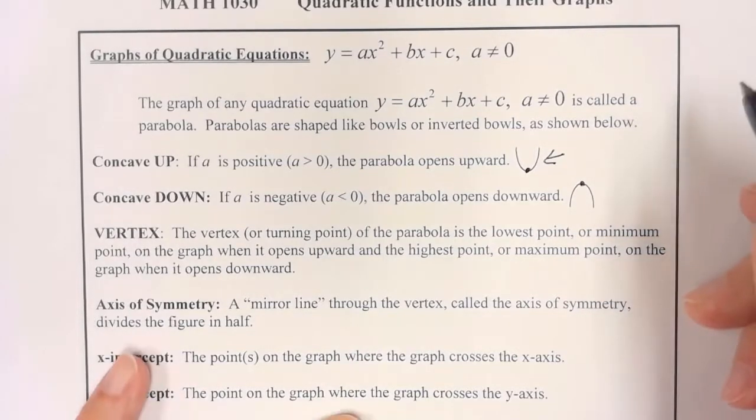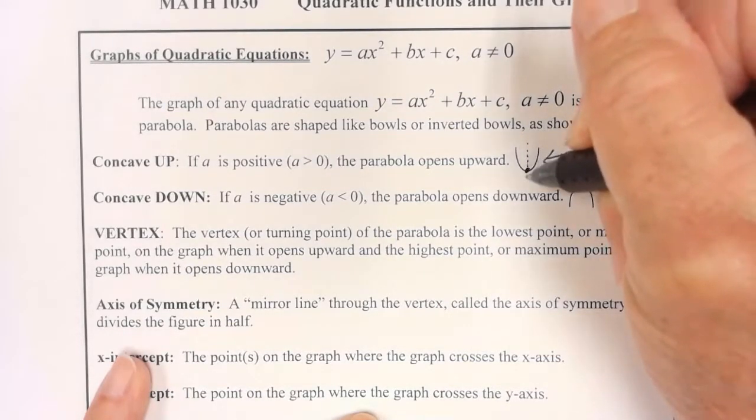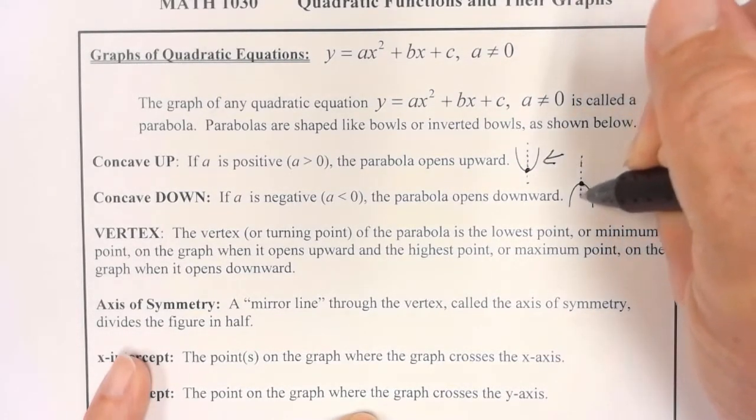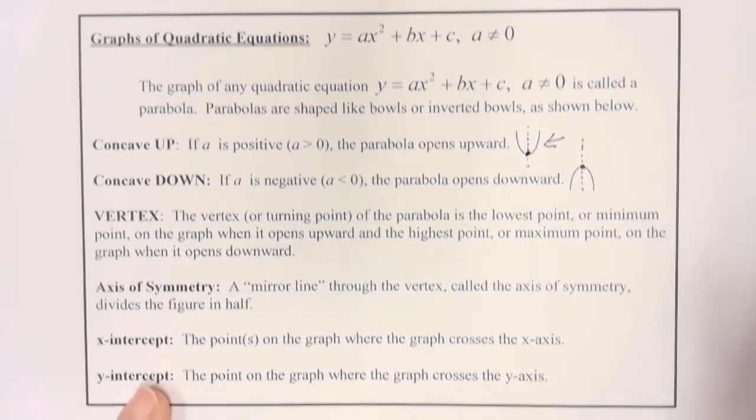The axis of symmetry is a mirror line, a dashed line that goes through, and what's on one side is on the other side. It's called the axis of symmetry. It divides the figure in half.